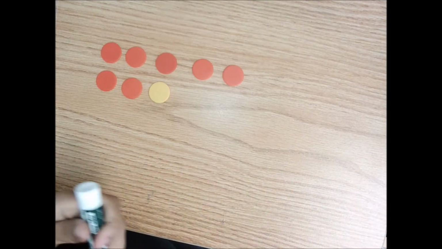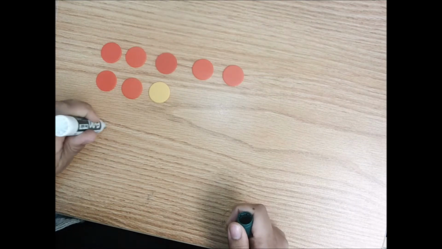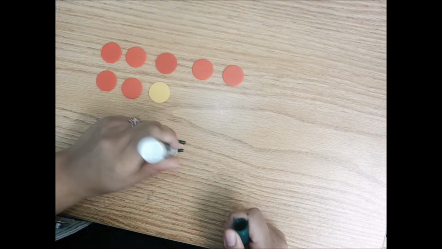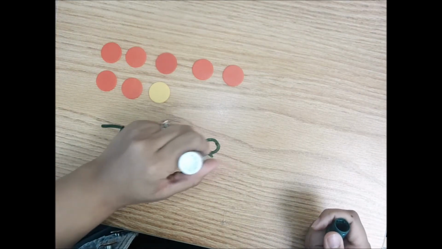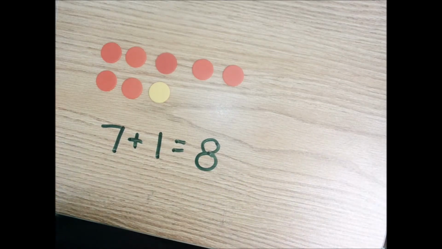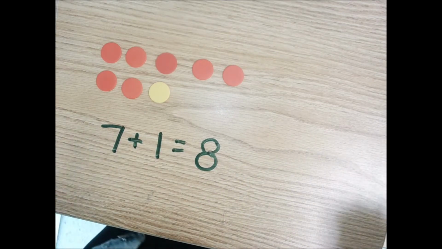Okay, so looking at my counters, what number sentence do you see being represented? What number sentence do you see being represented with my counters? We see 7 plus 1, and we can see that that is equal to 8. Good job. Okay, so we know that our whole is 8. That is the whole that we are working in.